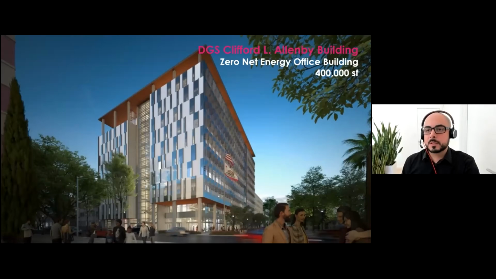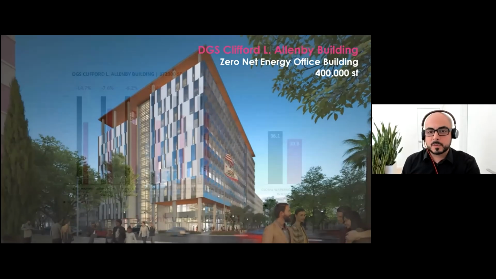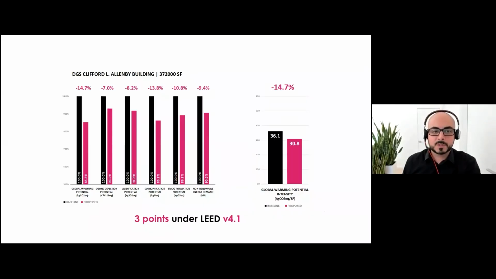Another example, and I'm just sharing the data on this one, the DGS Clifford Allenby building, also a net zero office building. We were able to hit a 14%, almost a 15% reduction in global warming potential. And the impact intensity here is lower. So the design is just using less concrete, less carbon, embodied carbon, as you see.